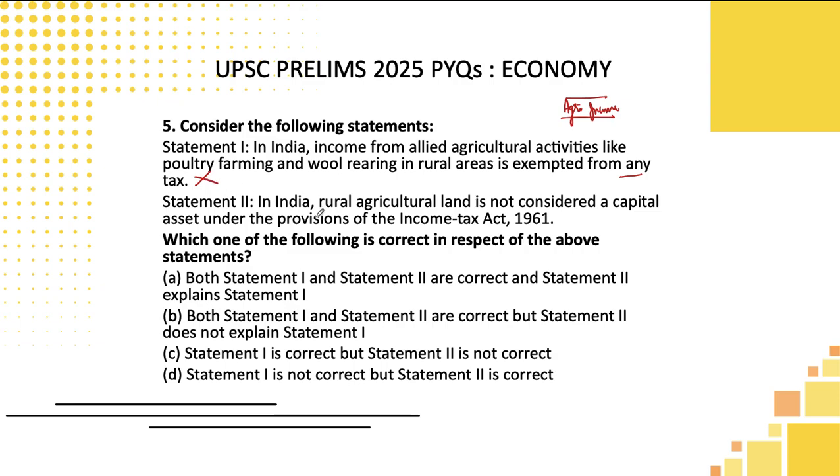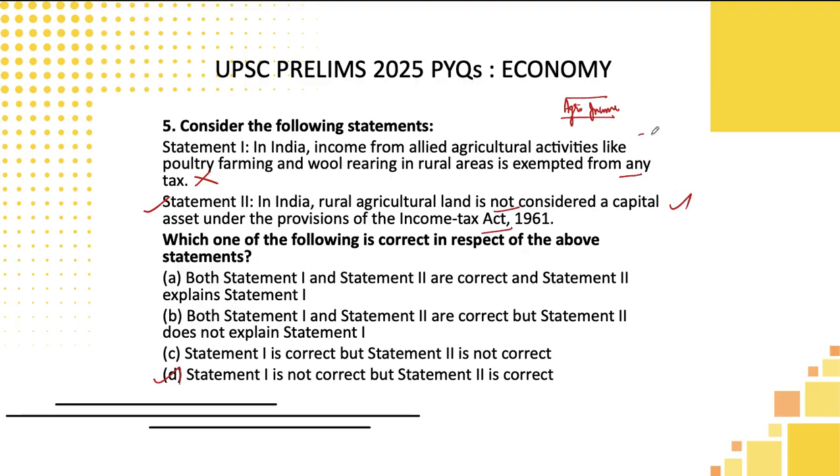Second one, in India, rural agricultural land is not considered a capital asset. Yes, since it is not considered a capital asset, that is why agricultural income is non-taxable. The second statement is correct, students. The first statement is fully wrong. So once you look at the options here, statement 1 is not correct, there is option D. Statement 2 is correct, and you can easily pick it.